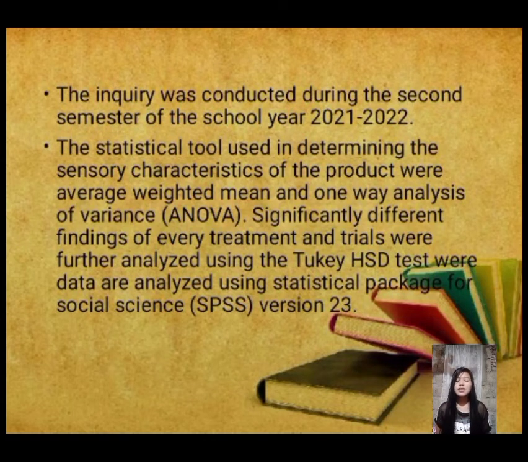The statistical tools used in determining the sensory characteristics of the product were average, mean, and one-way analysis of variance (ANOVA). Significantly different findings of every treatment and trial were further analyzed using the Tukey HSD test, where data were analyzed using the Statistical Package for the Social Sciences, SPSS version 23.